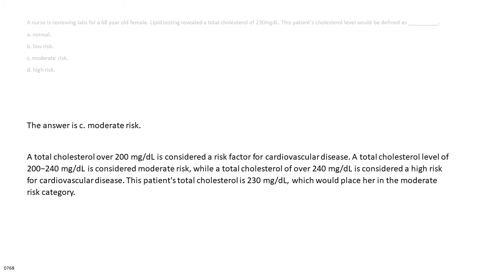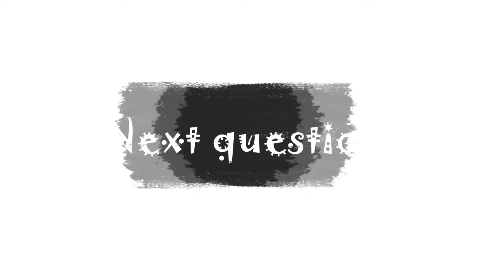The answer is C. Moderate risk. A total cholesterol over 200 mg per deciliter is considered a risk factor for cardiovascular disease. A total cholesterol level of 200 to 240 mg per deciliter is considered moderate risk, while a total cholesterol of over 240 mg per deciliter is considered a high risk for cardiovascular disease. This patient's total cholesterol is 230 mg per deciliter, which would place her in the moderate risk category.